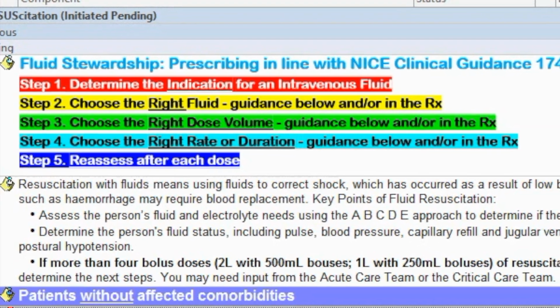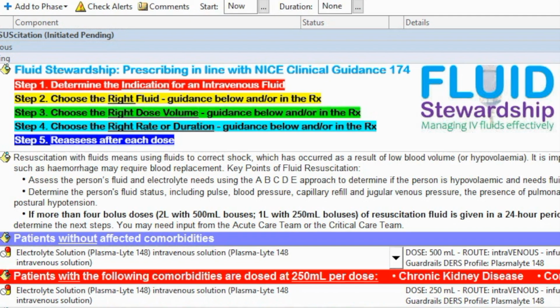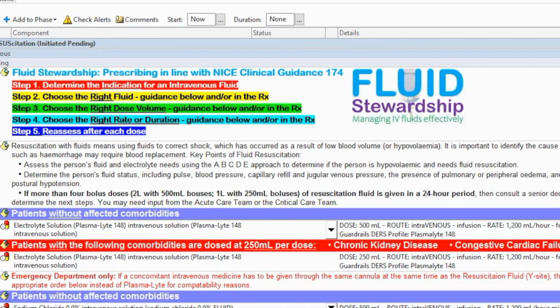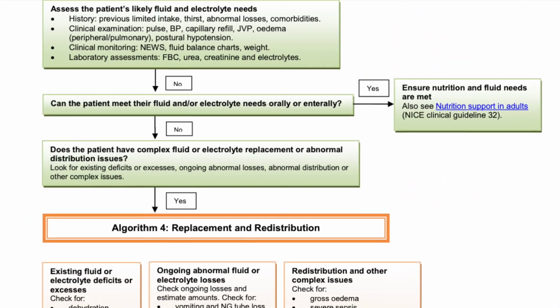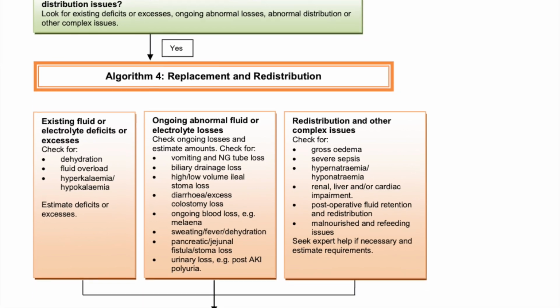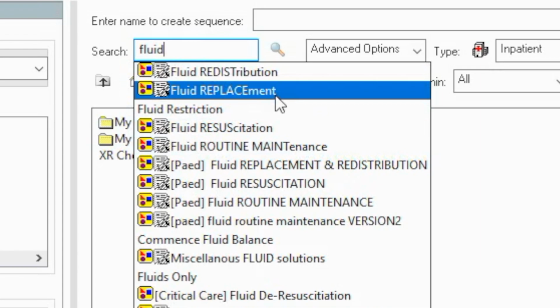Up to 3 more doses can be administered in a 24-hour period before senior clinician input is required to determine if different treatment is required. Let's have a look at fluid redistribution, which is the next in the NICE algorithm. I'm in fluid and look for redistribution.